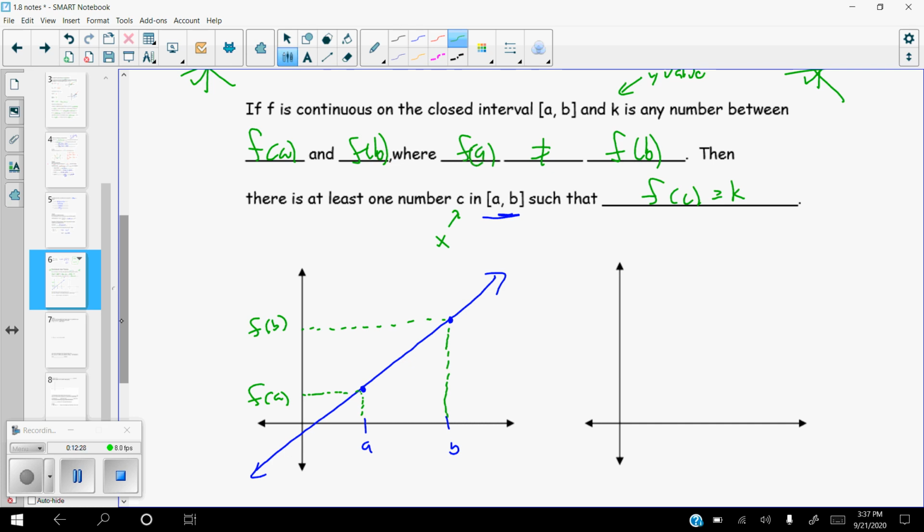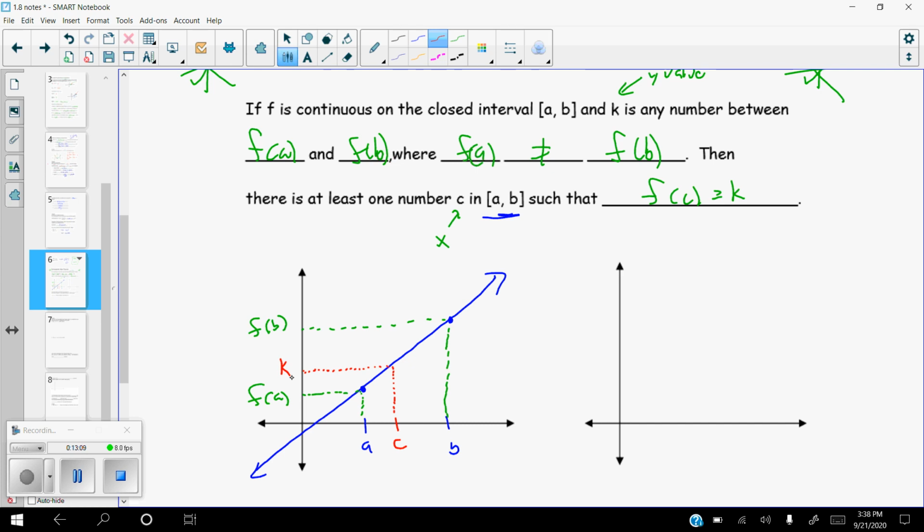What it's saying is there's at least one number c in between a and b. So we're going to put a c someplace in here. It doesn't matter where. I'll just put c there. In between a and b, such that now if I were to draw this up here and hit the curve and find the y value associated with that, that value has to be in between f of a and f of b. We call that one k. And it is. If you were to draw that c anywhere in between a and b on the x-axis and put it up to the function and move it over to find the y value, that k value would be in between f of a and f of b.